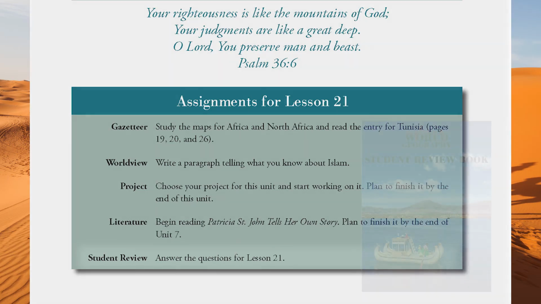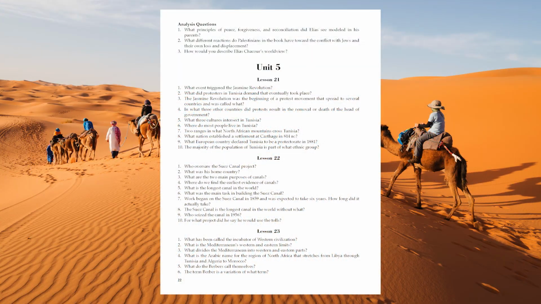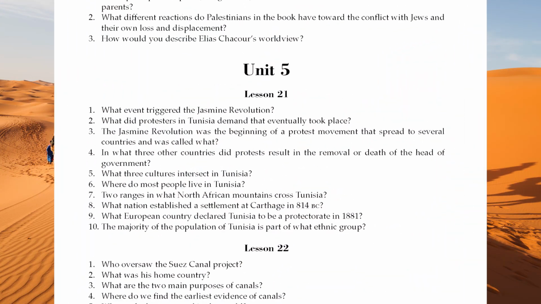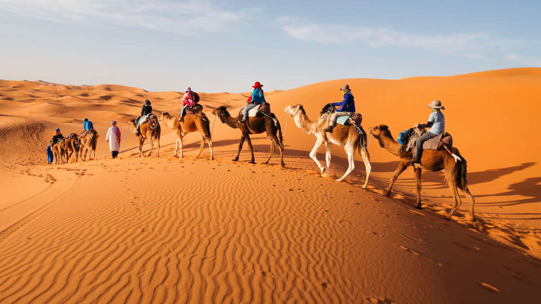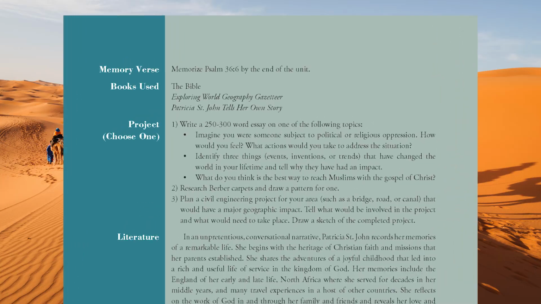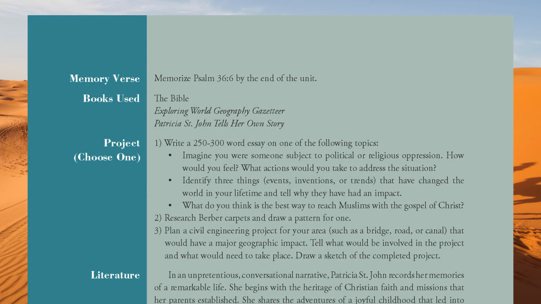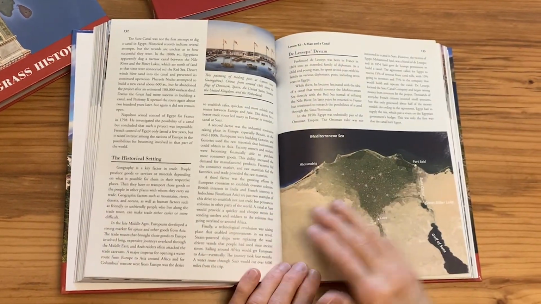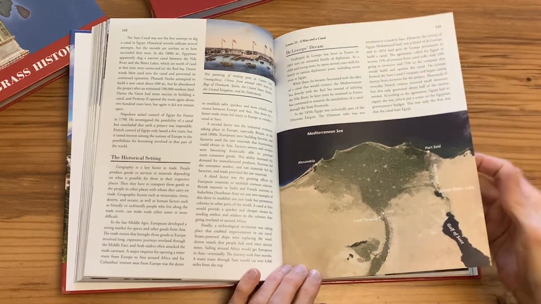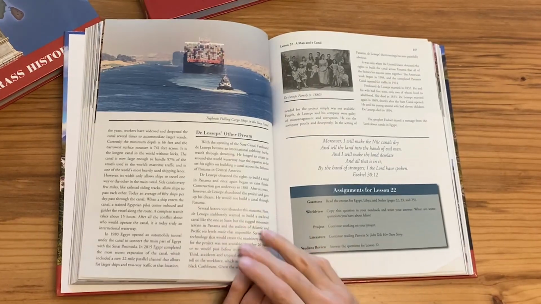If your student is using the student review, he will turn to the review questions over Lesson 21. Parents can choose to go over the questions orally with their student or have their student write down the answers. Today and all through the week, the student must also remember to continue to work on memorizing this week's memory work. The next day, the student reads Lesson 22 about another significant geographic place and event in North Africa involving people and geography, the Suez Canal.